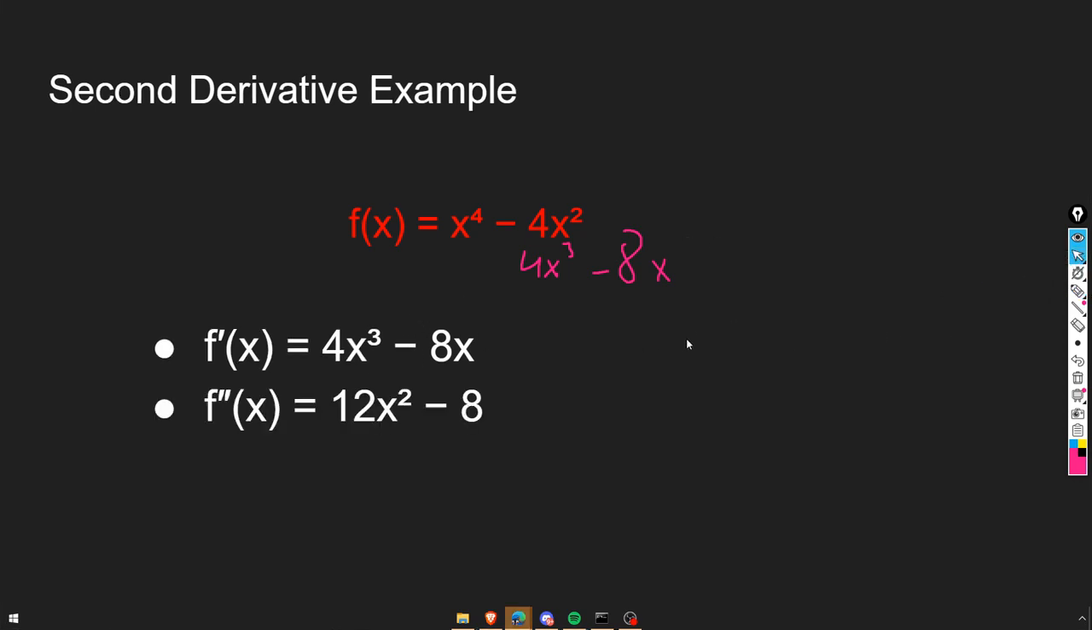Now we just do that one more time to get the second derivative. So based on that, we do 3 times 4, which is 12x. 3 minus 1 is 2. And then our second term is 8x. We just drop the x, and we get 8.